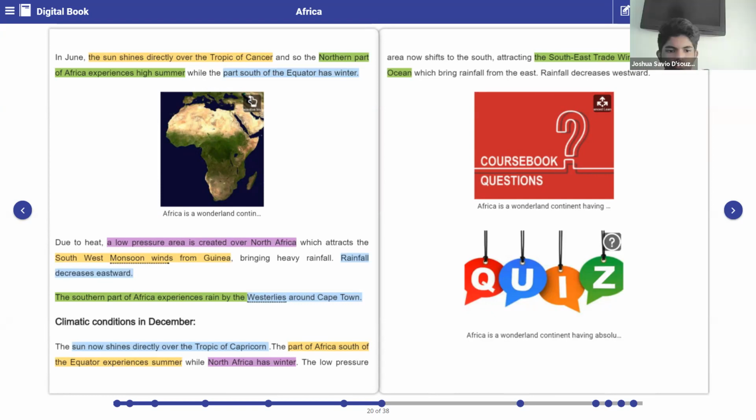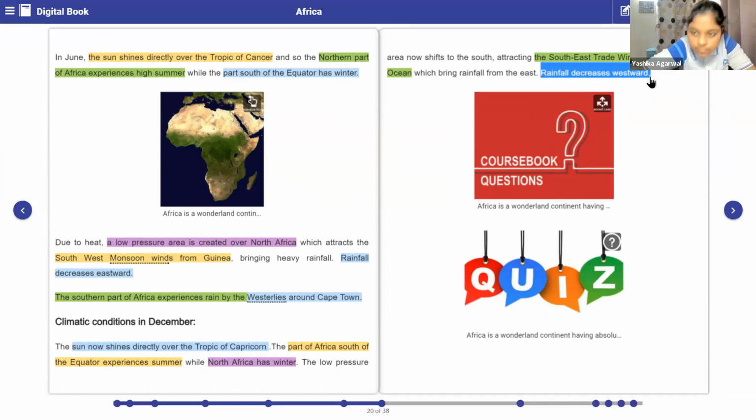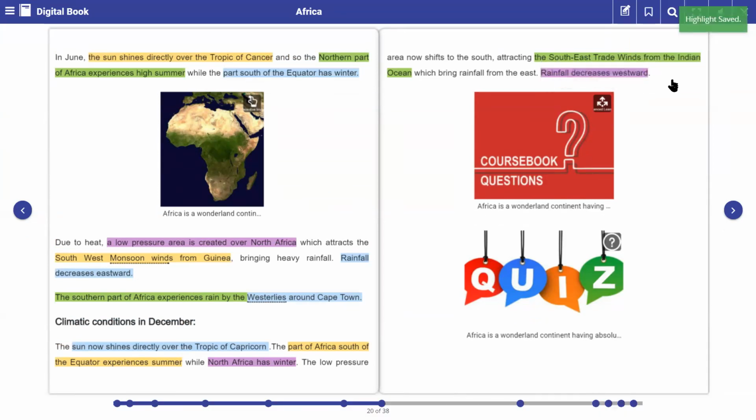Okay, and similarly over there in June, the wind is coming from the southwest. So the southwest part receives heavy rainfall and the rainfall decreases towards the east. See over here, the last line of June, rainfall decreases eastward. See over here, rainfall decreases westward. Underline that last sentence, rainfall decreases westward. Have you all understood this, children? Yes, ma'am.